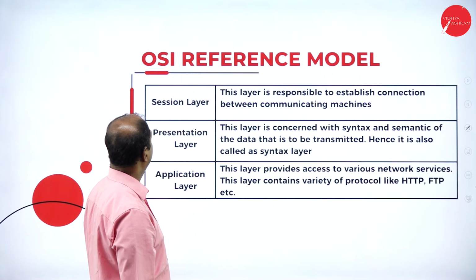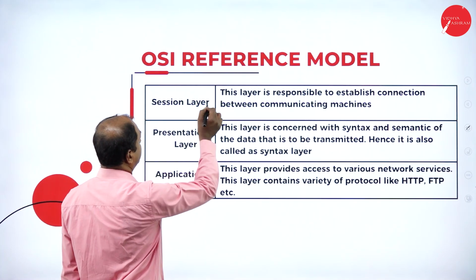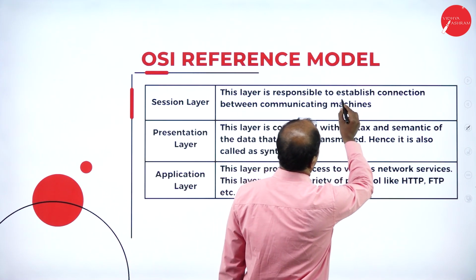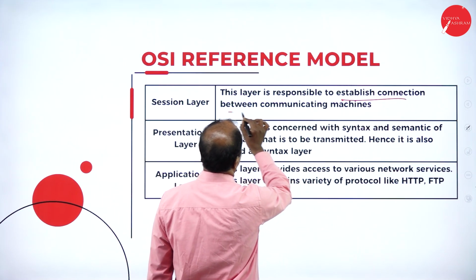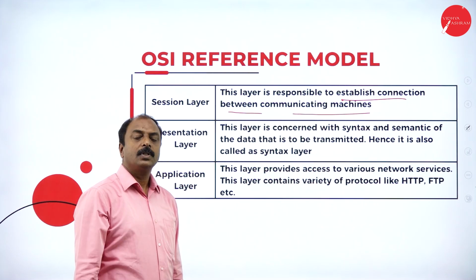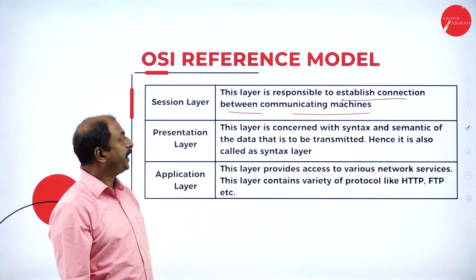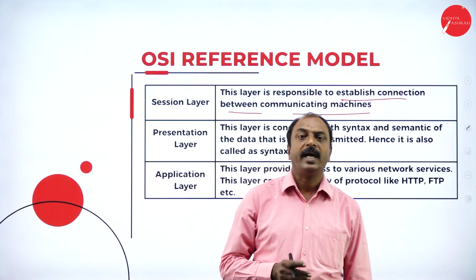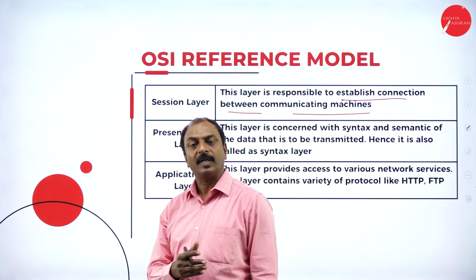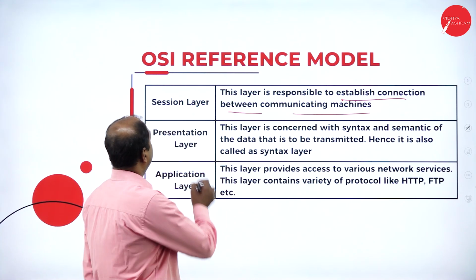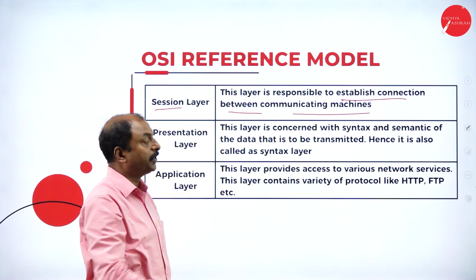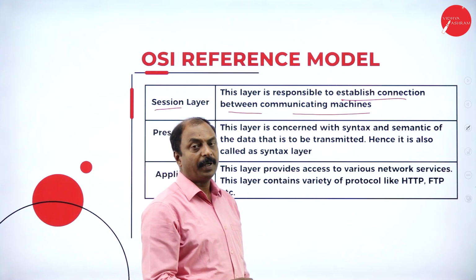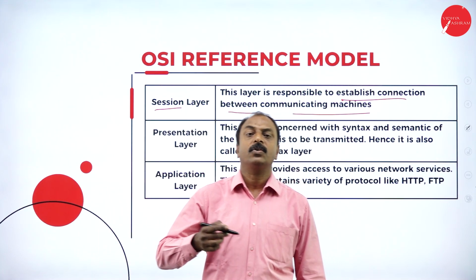In the next slide we will see another layer, that is the session layer. So what is the session layer? This layer is responsible for establishing a connection between communicating machines. The concept here is that before data is transmitted from host to destination, a connection has to be established between two computers, or we can say a session has to be established between two destinations. A simple example is, suppose you make a call through a landline to another phone number.